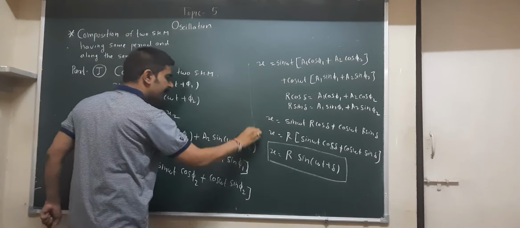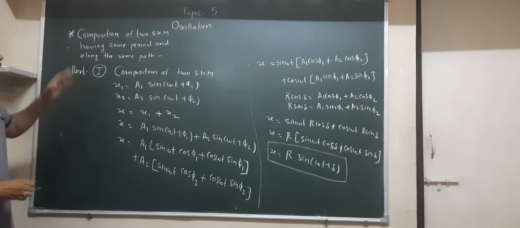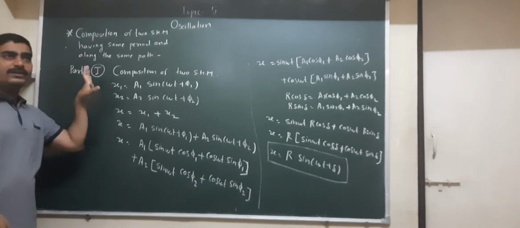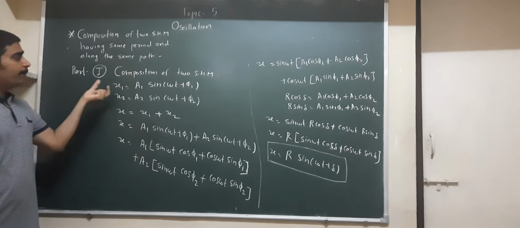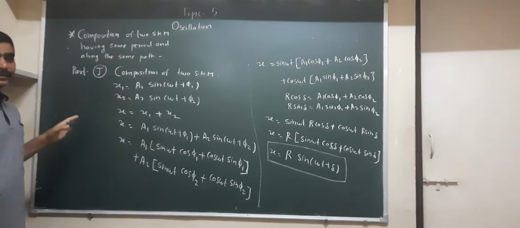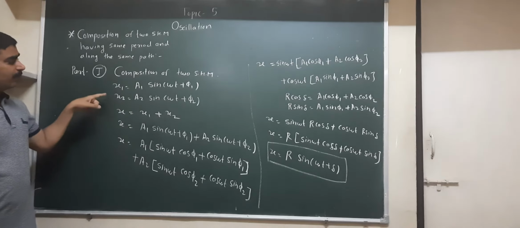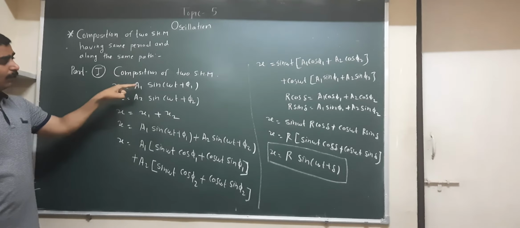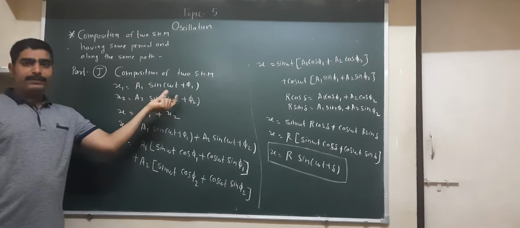Again I am going to explain this first part once more. Remember, this equation is linear and it is divided into three parts. I have explained the first part here: composition of two S.H.M. Let us consider two waves traveling in the given medium. The displacement of the first wave is x1 is equal to a1 sin(omega t plus phi 1), x2 is equal to a2 sin(omega t plus phi 2).